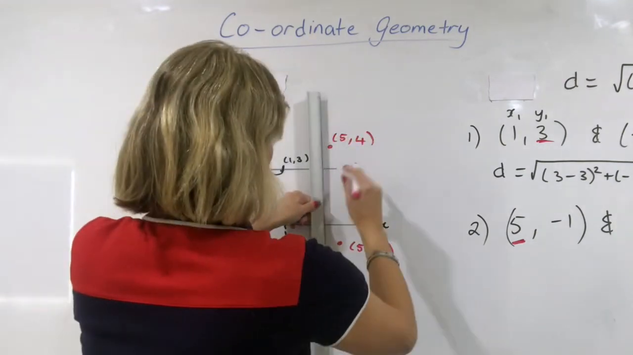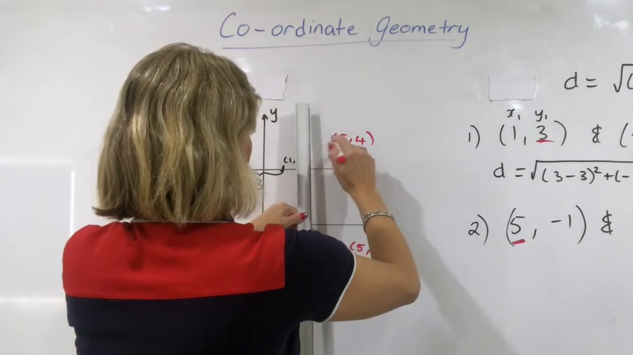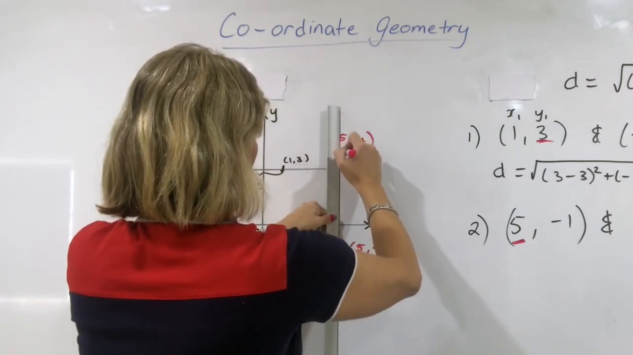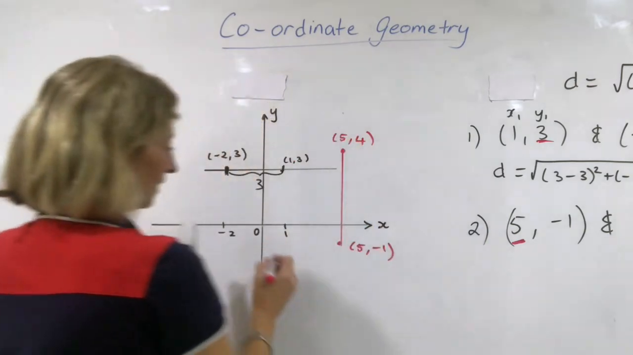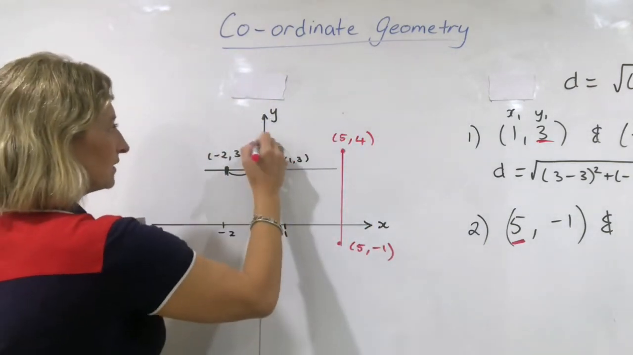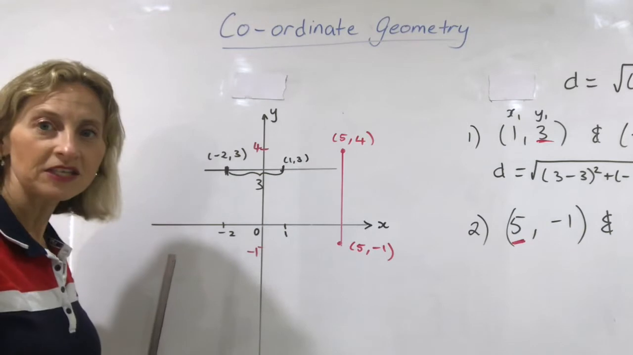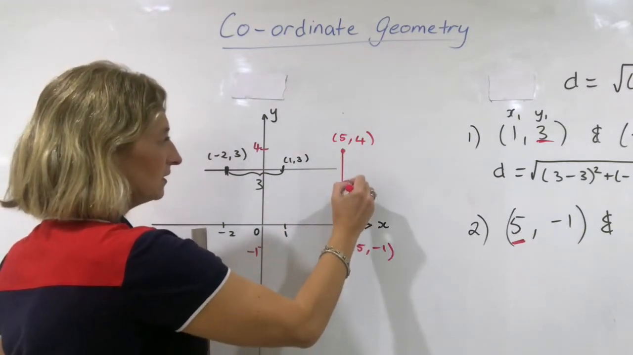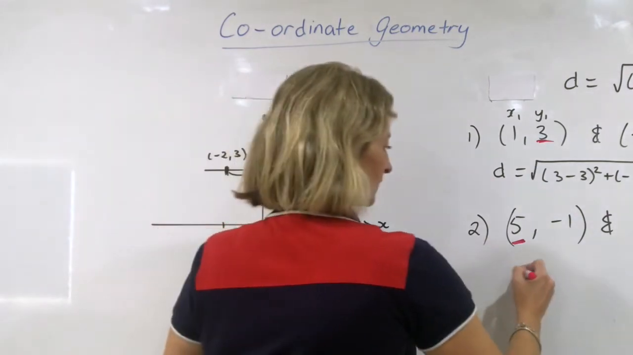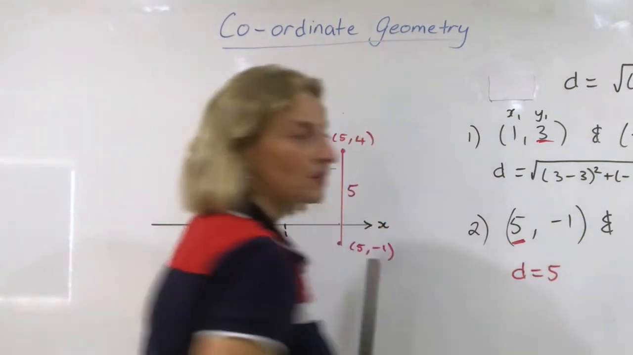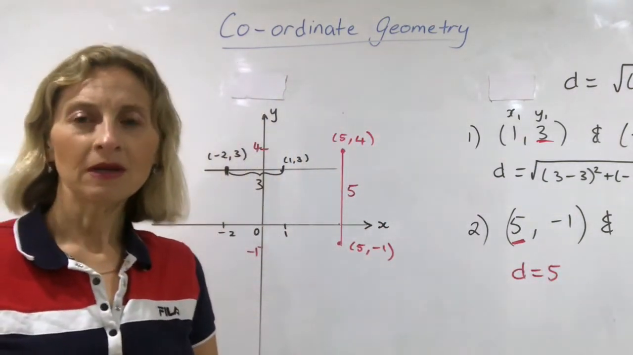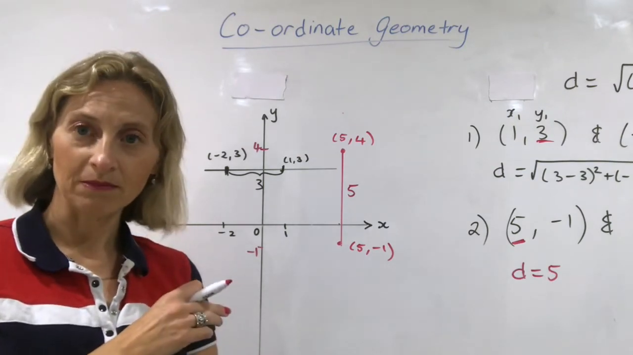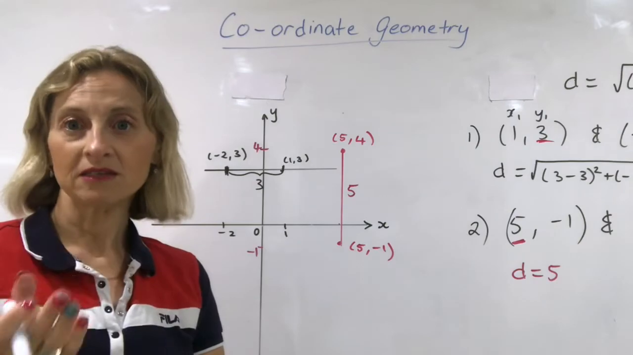And if I join these up with a straight line, that's negative 1 and that's 4. If I wanted to find the distance between these two, I would just go 4 plus 1 is 5. So I would know that the distance here is 5 without using the formula at all. But like I said, if you don't realise and you don't have a diagram, using the formula is fine.